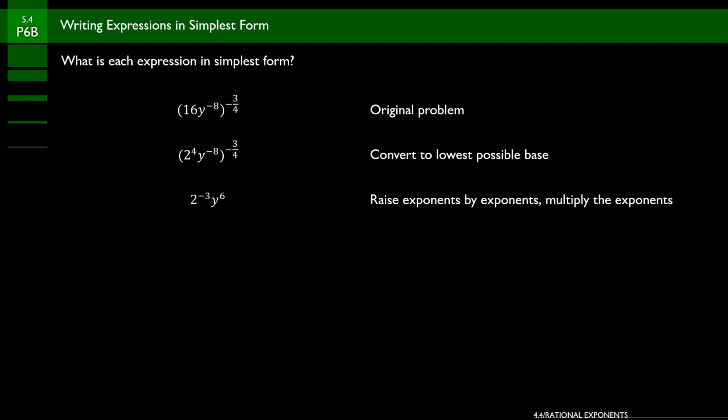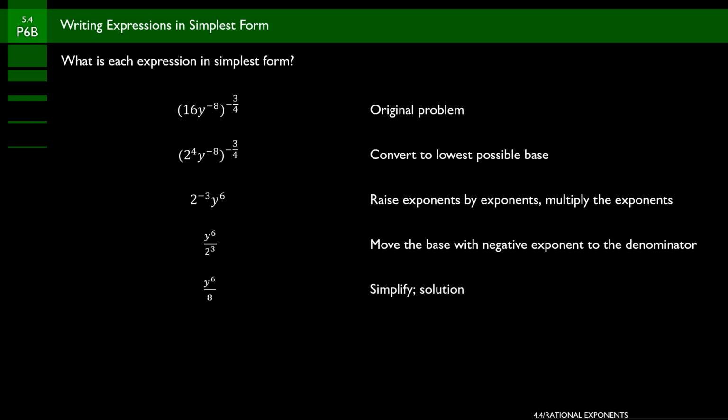The original positive exponent becomes negative, and the original negative exponent now becomes positive. So 2 to the negative 3rd is going to get flipped down into the denominator. That leaves us with y to the 6th over 2 to the 3rd. 2 to the 3rd simplifies to 8, so the answer is y to the 6th over 8.